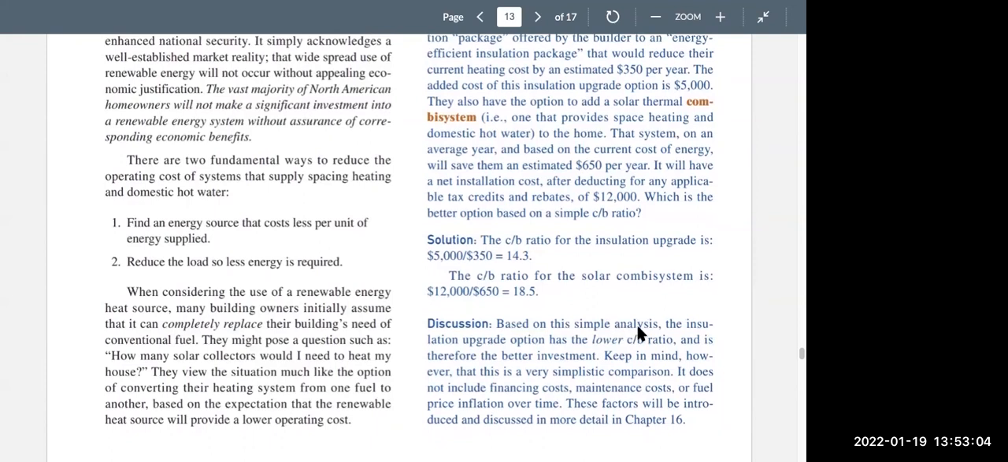So based on this simple analysis, the insulation upgrade option has a lower cost benefit ratio and is therefore a better investment. So you can see our cost benefit ratio is 14.3. So if I spend $5,000 to save $350, I'm better off going with the insulation upgrade in that sense. If I spend $12,000 and I'm only saving $650, my cost benefit ratio is not as good.